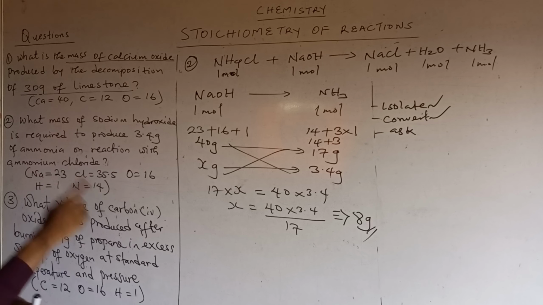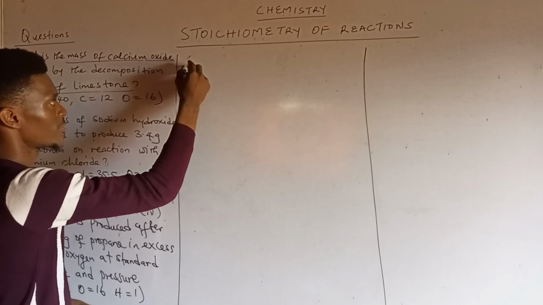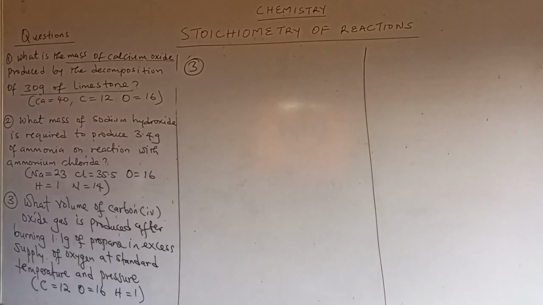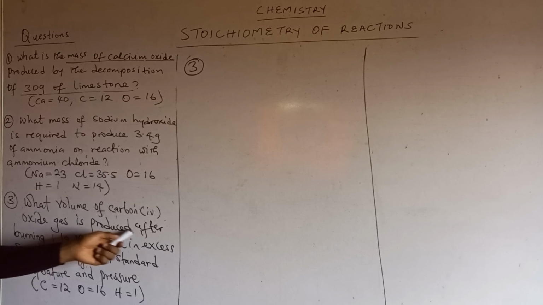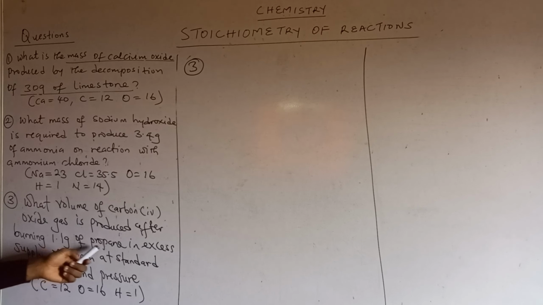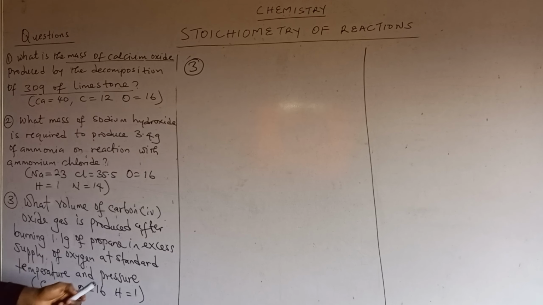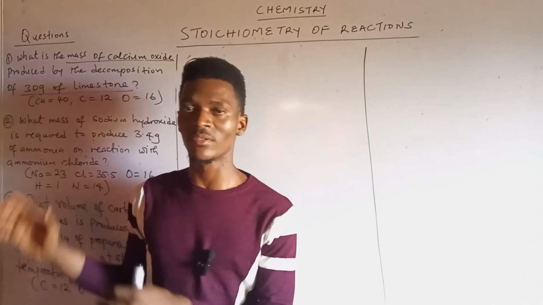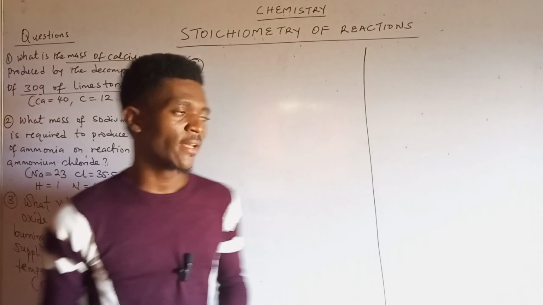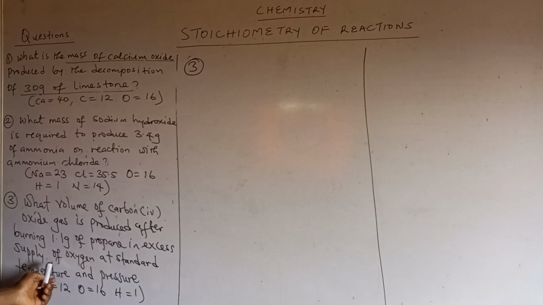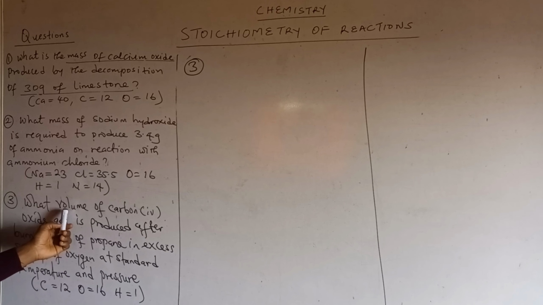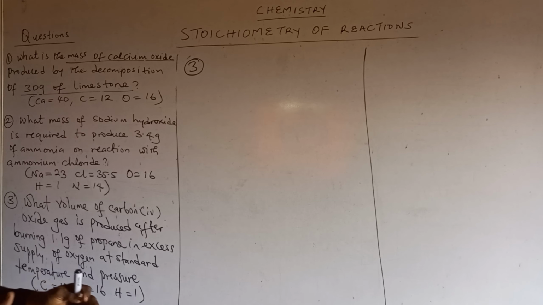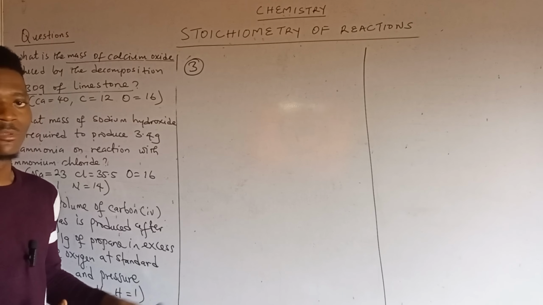Then let's look at the third question. Looking at the third question, number 3. We are given: what volume of carbon dioxide gas is produced after burning 1.1 grams of propane in excess supply of oxygen at standard temperature and pressure? Now this kind of question is different from the previous two. Why? Because in this question you were given mass and you were expected to find volume. So this is a volume mass relationship or mass volume relationship.